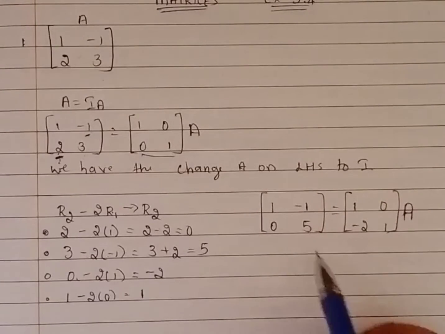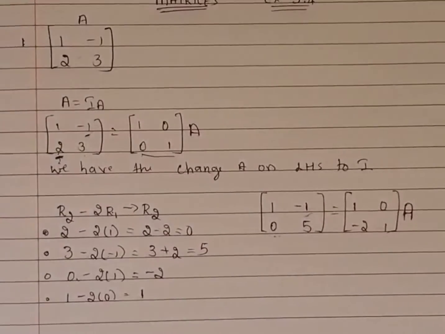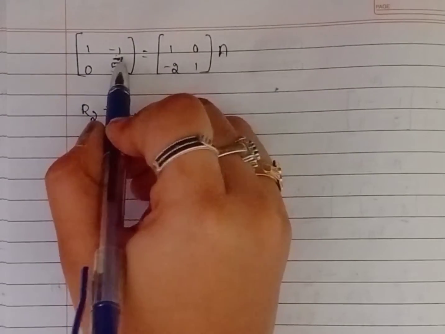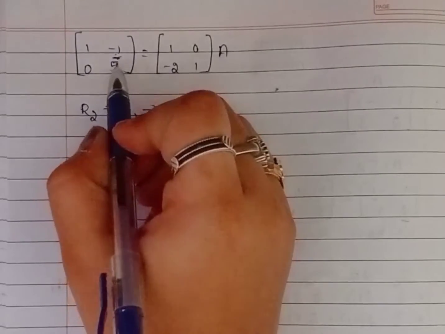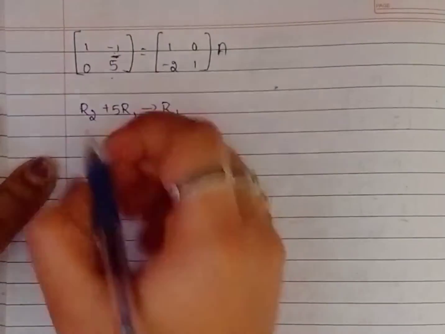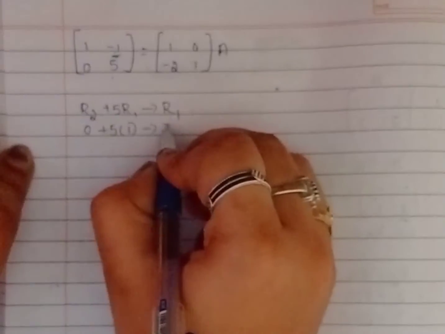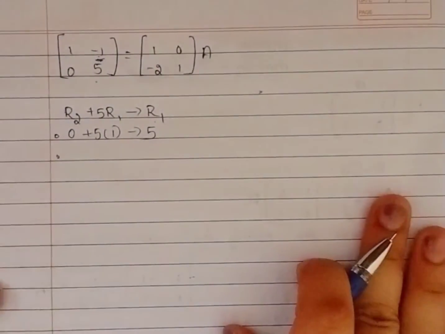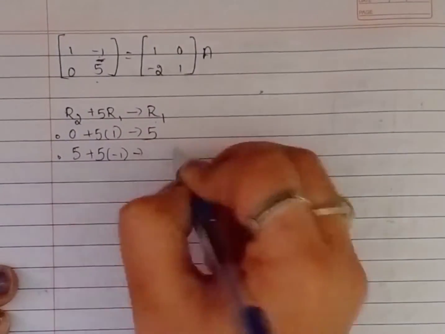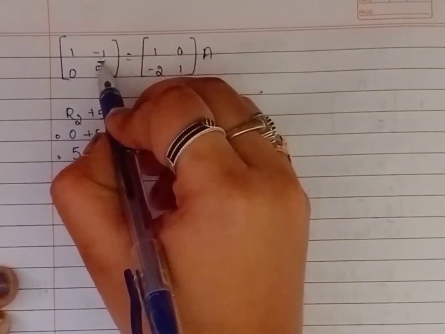We have changed this term as 0. Now we have to change this term as 0. We consider another expression which makes especially this minus 1 as 0. So R1 plus R2 gives R1, that is R1 plus 5... Let's see: R2 is 0 plus 5 into R1, which is 5. The next one is minus 1 plus 1 into... which is 0. So minus 1 we have changed into 0.